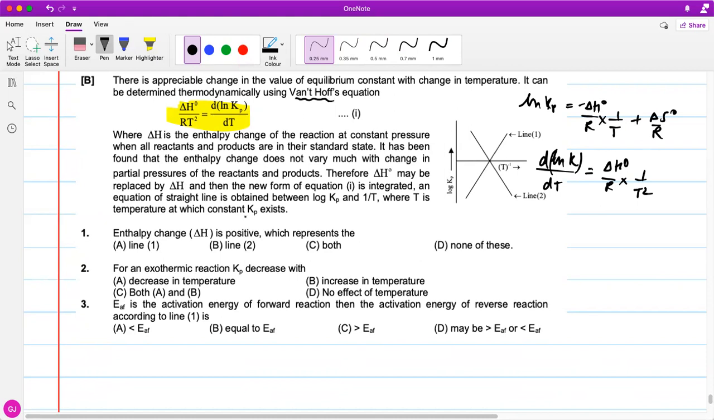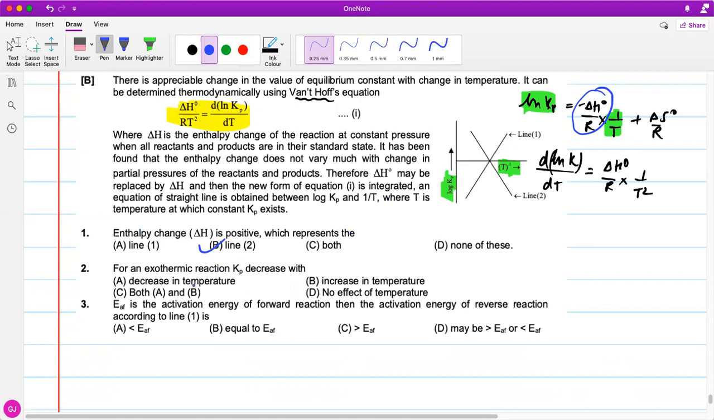Now, look at here that the graph is between log Kp, so that is your y-axis, and 1 upon T is the x-axis. So what is your slope? The slope is minus delta H naught upon R. So line 1 has positive slope, and line 2 has negative slope. So enthalpy change is mentioned positive. That means we are looking for a negative slope. So that means it is line 2.